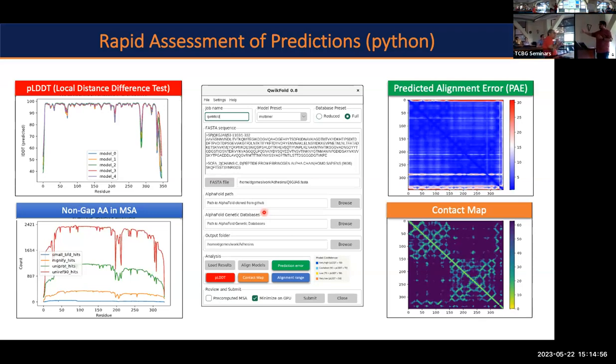So if UniProt updates, what you need to do is just download UniProt again. When you install AlphaFold, you download the latest version of UniProt, which is compiled every few months. So if you want to rerun, you just open the interface and rerun. Just make sure you don't use the pre-computed MSA.